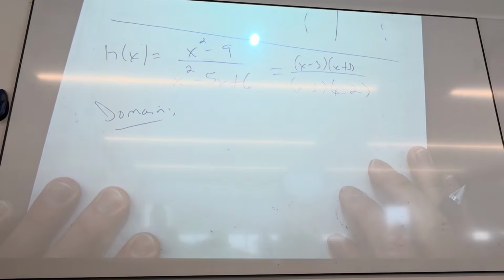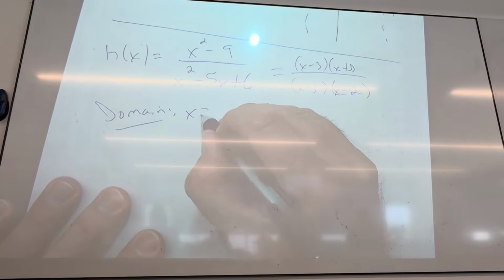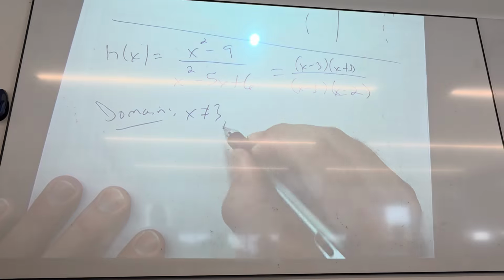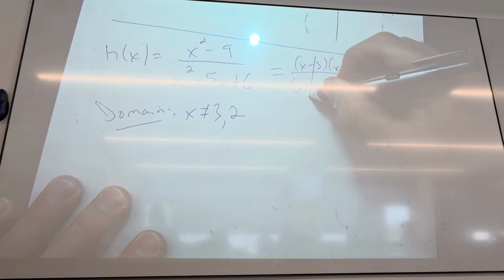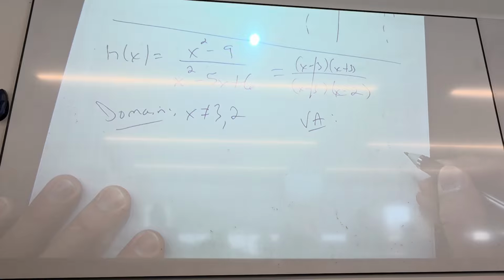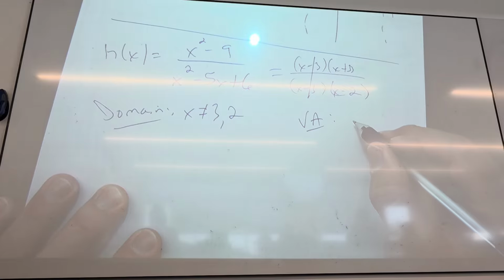So, real quick, what is the domain of this? What's the domain? X can't be 3 or -2. But what are the vertical asymptotes to this? Well, negative 3 and 2.